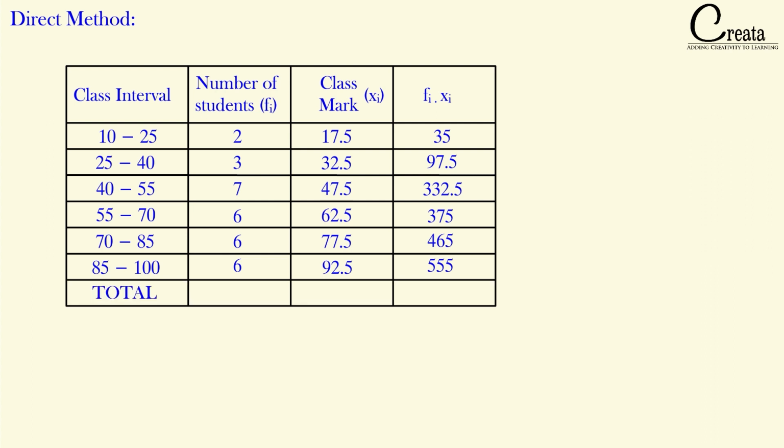Let's add to find the sum of fi into xi, which will be 1860. Got it? Let's also find the sum of the frequencies, that is the sum of fi. Adding it, we get 30, which is the total number of students. Let's find the mean, which is the sum of fi into xi upon the sum of fi. The same formula we used in the previous case. On solving, we got the mean as 62. Got it? We got the average as 62.